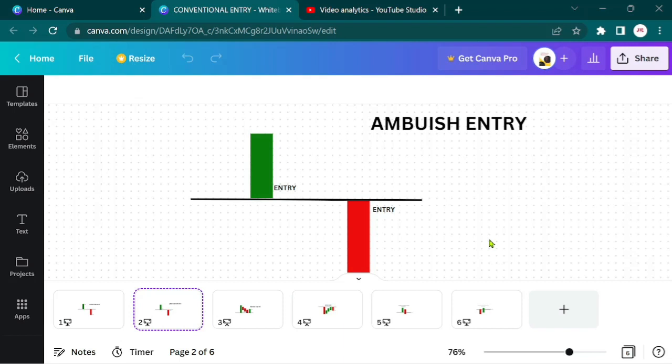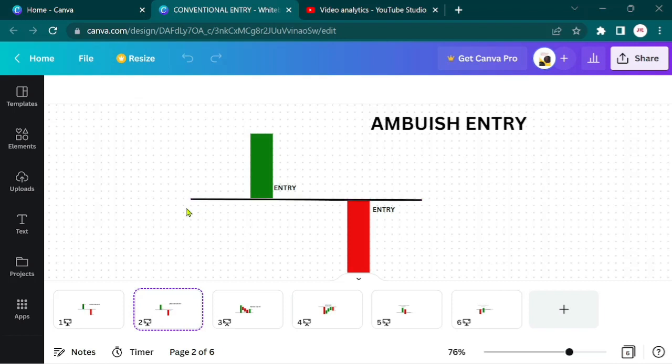Ambush entry is mainly done by scalpers. Scalpers means they see a chance, they enter with huge quantity and keep the stop loss just behind this area, and they exit quickly. Their trade will last 5 or 6 seconds, 2 seconds, 3 seconds, 10 seconds, like that. Within seconds, they will be entering and exiting with huge quantity.